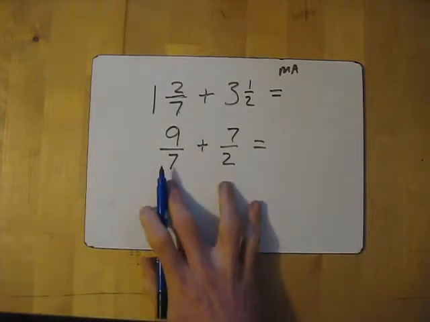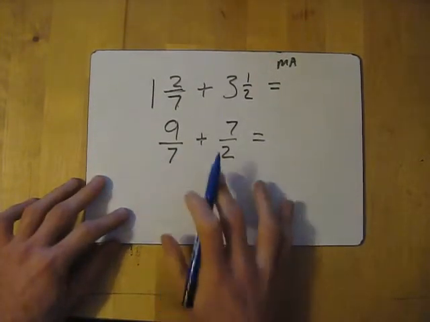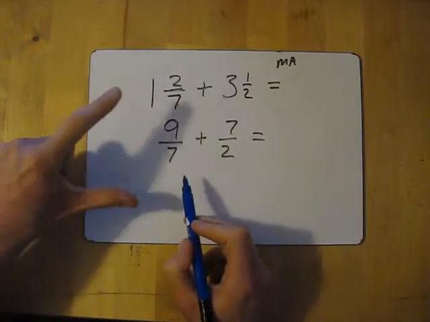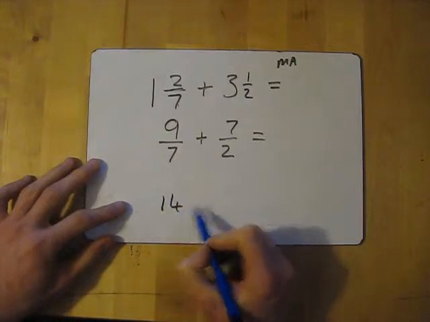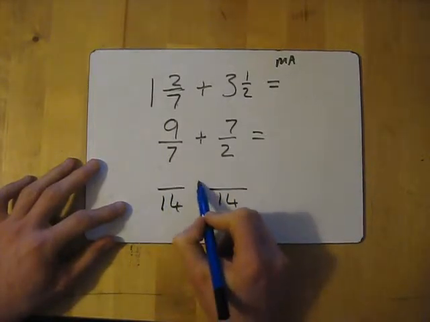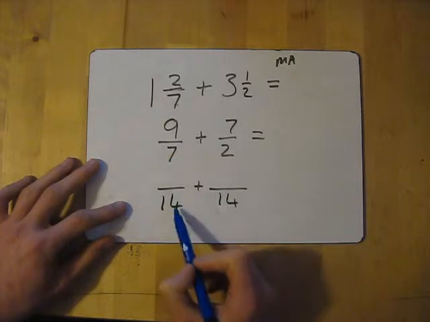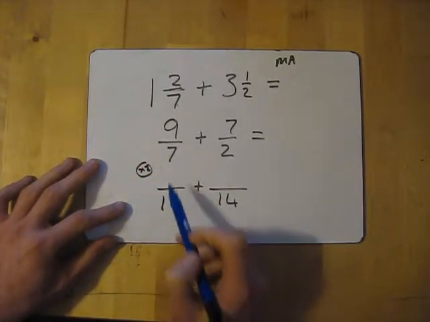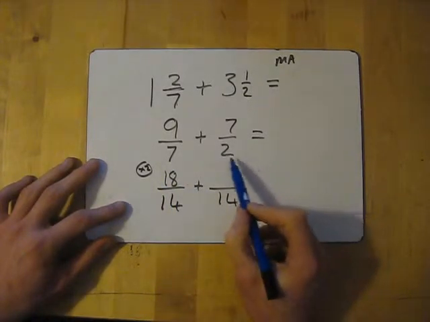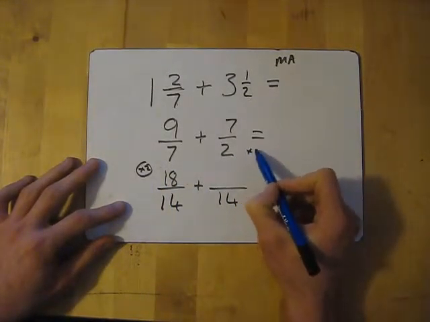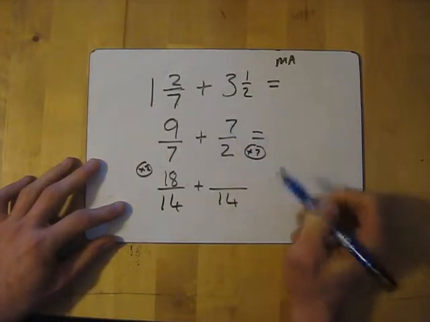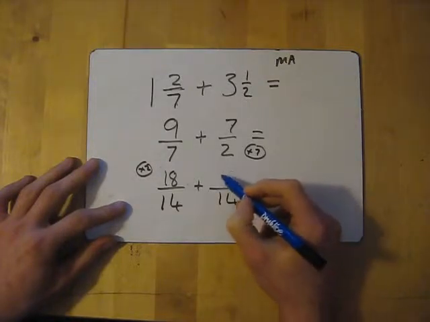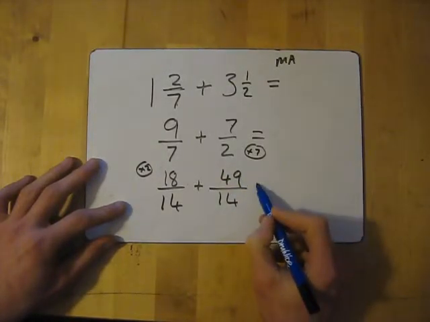Now we need our common multiple, because the denominators aren't the same, and we're adding. So the common multiple here, 7 obviously doesn't work. 14 works for both, so we're going to change them both into 14ths. What have we done to 7 to get to 14? We've times it by 2. So we're going to times the top by 2 as well, which gives me 18. What have I done to 2 to get to 14? It's been times by 7, which means I have to times the top by 7. So 7 times 7 gives me 49.